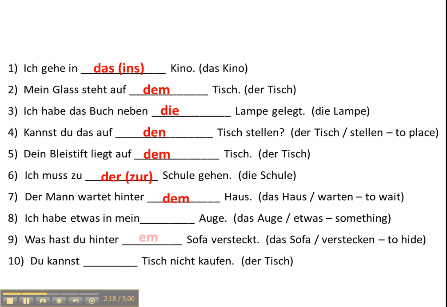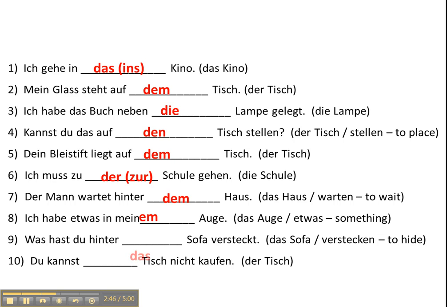Ich habe etwas in meinem Auge. Something in my eye. So what happens here is in is accusative or dative. In this case it's dative because you're talking about where something is. It's in my eye. And when you use a possessive pronoun in German, you basically are taking the case and adding it on to the possessive pronoun. So das Auge changes to dem, and we took the em from that, if you want to think of it that way, and we put it on the possessive pronoun mein, thus getting meinem.